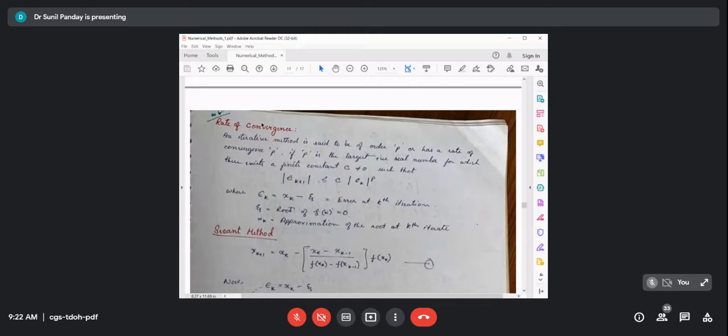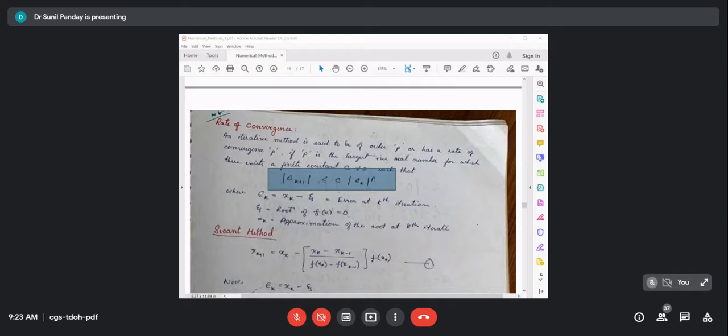An iterative method is said to be of order p, or we say that it has a rate of convergence p, if p is the largest positive number such that there exists a constant c, not equal to 0, like this: epsilon k plus 1 is less than c into epsilon k raised to power p.